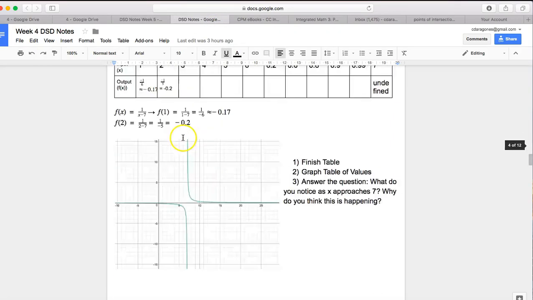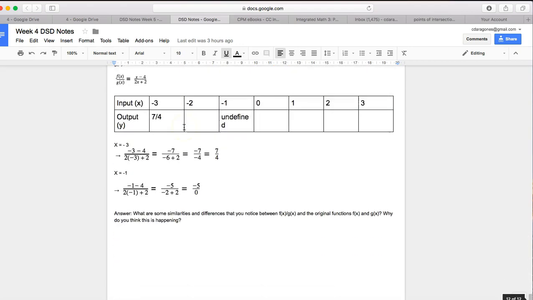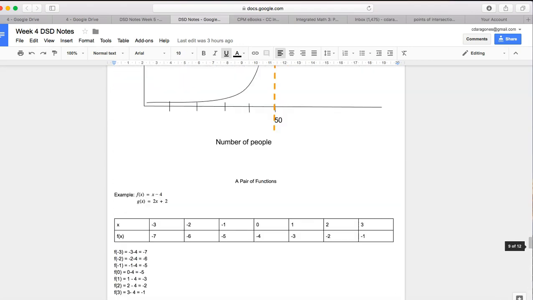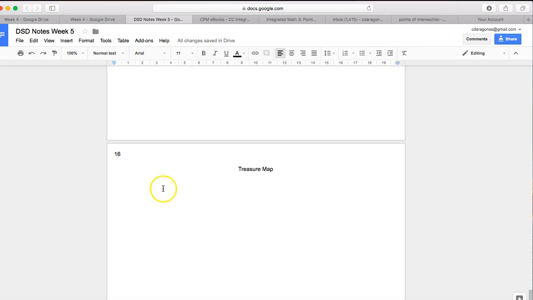In your notebook, you should have a page titled Treasure Map. So go ahead, open up your notebook and do that. Pause the video here while you set up your notebook, and then you can keep playing the video when you're finished.